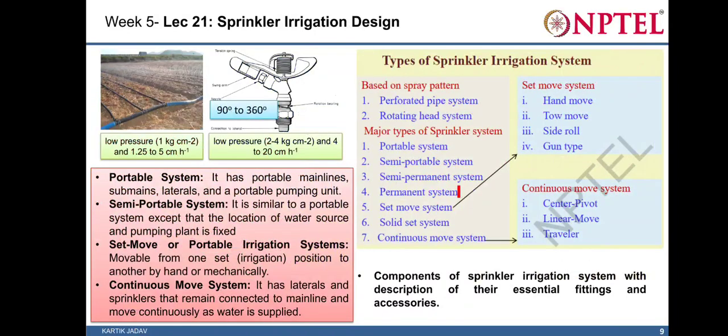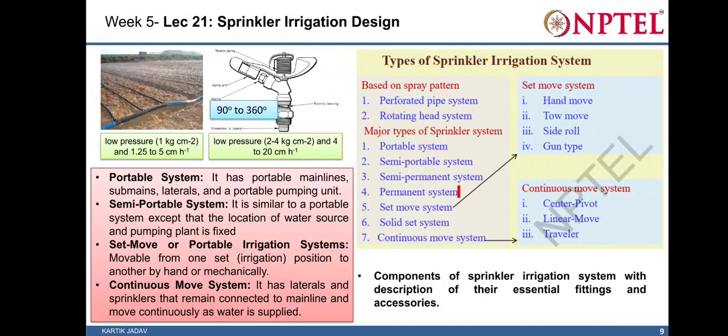Specifically, the nozzle angle varies from 90 degrees to 360 degrees. In the low pressure case, it works at pressure up to 1 kg per centimeter square, and its application rate varies from 1.25 to 5 centimeters per hour. Okay, so this is the case of drip irrigation, while a sprinkler irrigation system works between 2 to 4 kg per centimeter square, and its application rate varies from 4 to 20 centimeters per hour.